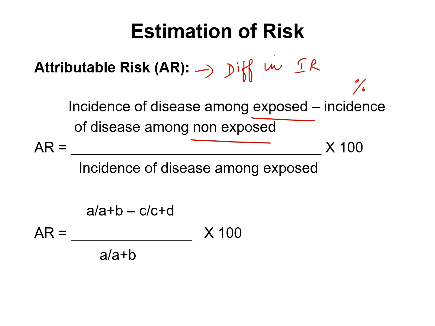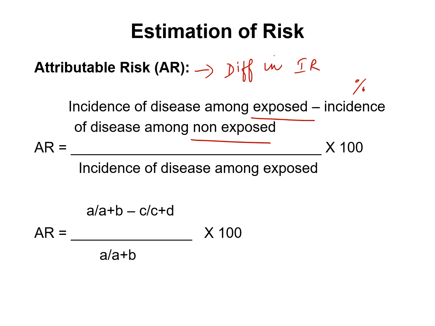We have already seen in the previous slides, incidence of disease among exposed is A by A plus B, minus incidence of disease among non-exposed, which is C by C plus D, divided by A by A plus B, into 100. So this is how attributable risk is calculated.